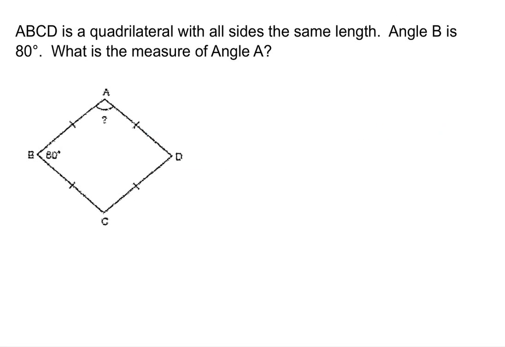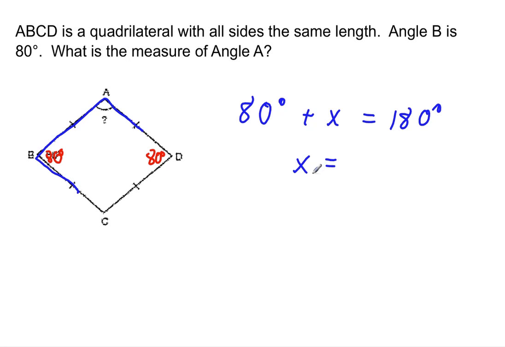And finally, the diamond question. All sides are equal. Angle 80 is shown right here. The opposite angle would be 80, and I would recall the C pattern again because opposite sides are parallel. So 80 plus, let's call it x, is equal to 180. So the measurement of that angle A is 100 degrees.